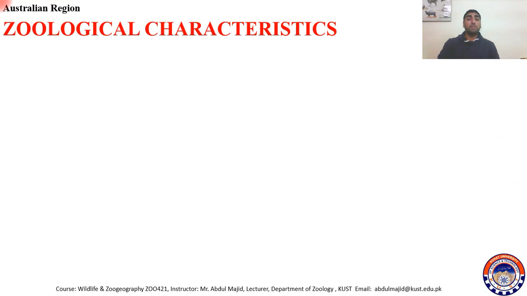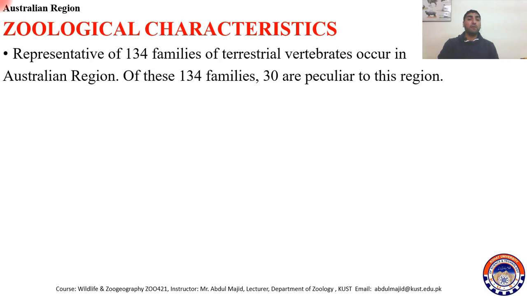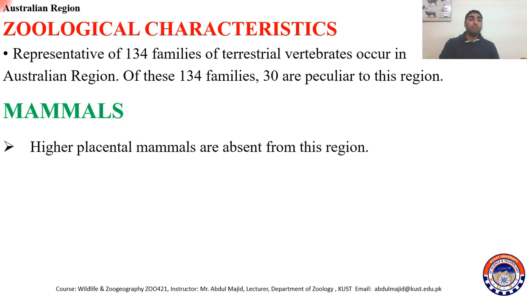Zoological characteristics. As far as the zoological characteristics are concerned, there are 134 families of terrestrial vertebrates. Of these 134 families, 30 of them are peculiar to this region. So first of all, we talk about mammals.